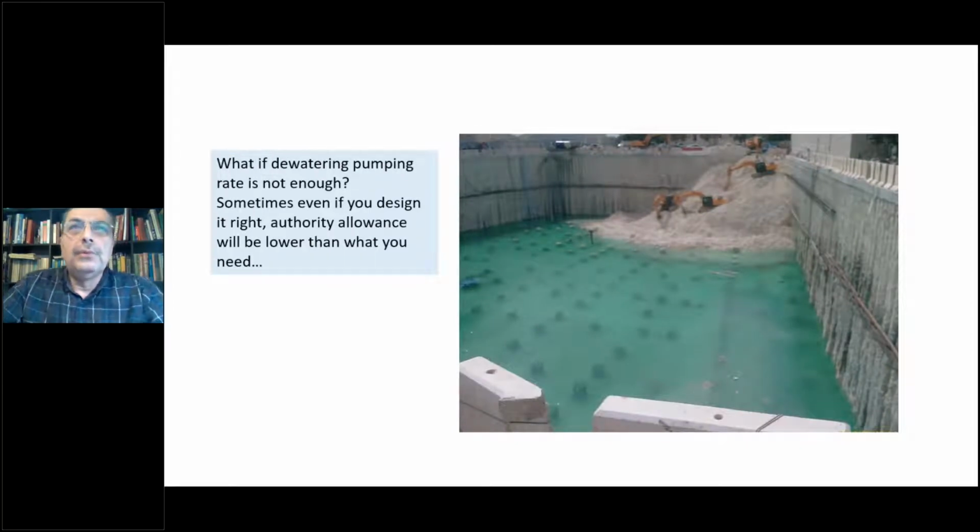You have seen how the water was flowing. This is another site in Qatar, Doha, where the shoring was secant piles with one layer of anchors in some places and two layers of anchors in other parts. But the dewatering system was designed in a good way, and everything was fine.